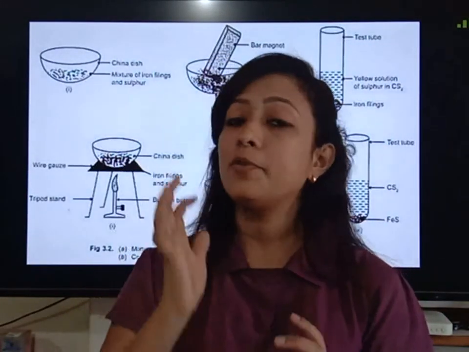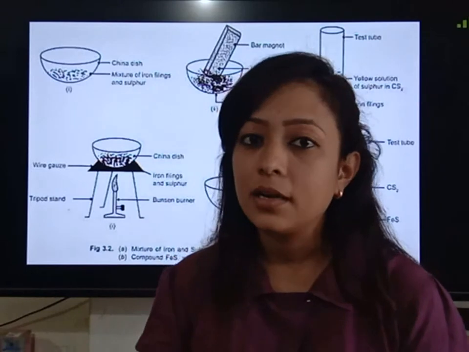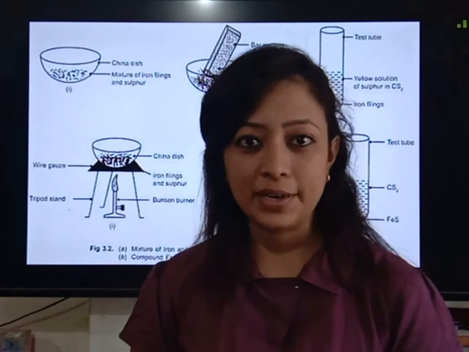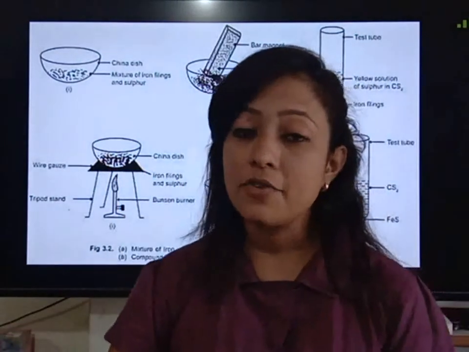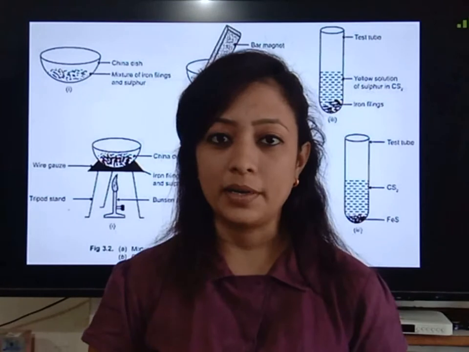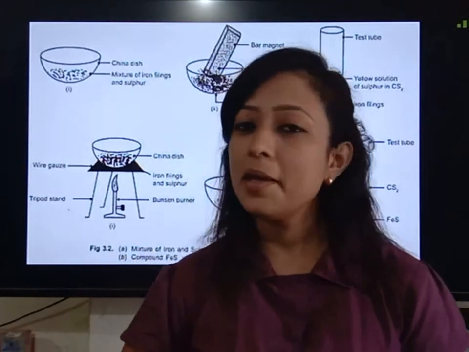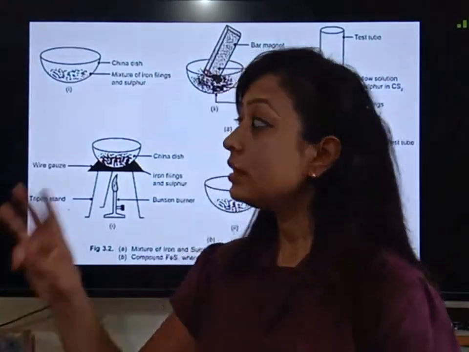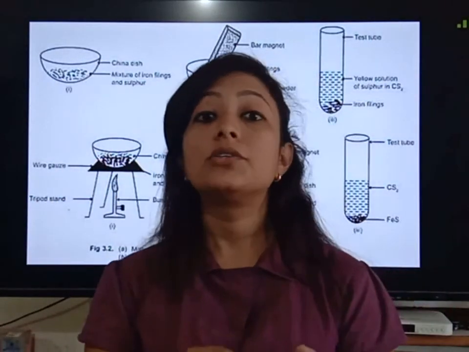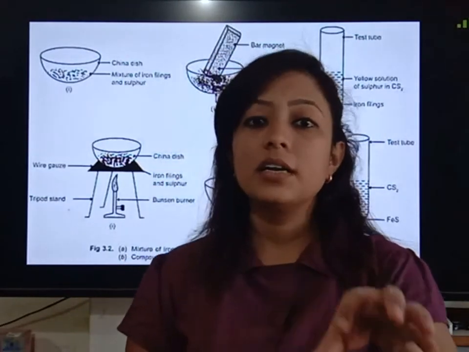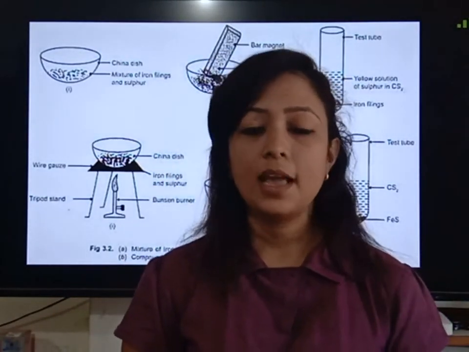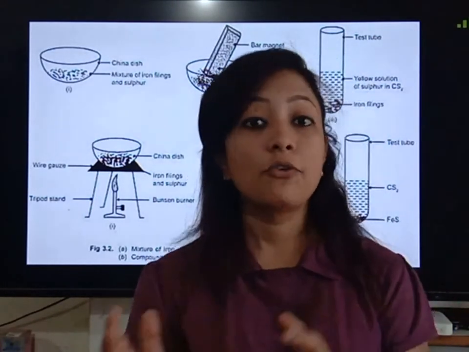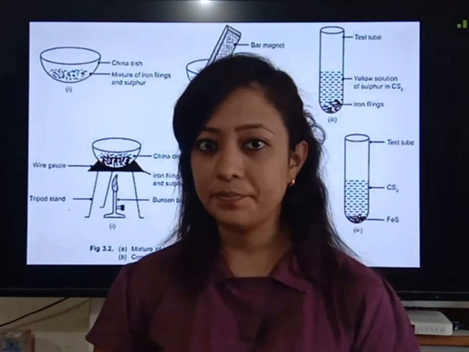This mixture appears heterogeneous because it is not uniformly distributed. Second property here we have learned is the magnetism property. The iron gets attracted towards the magnet and hence we can separate iron from any mixture. Third property here we have learned is solubility, that is, the sulfur is soluble in carbon disulfide and we can separate this carbon disulfide containing sulfur from the iron by filtration.